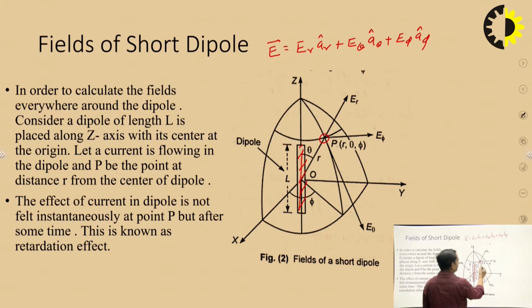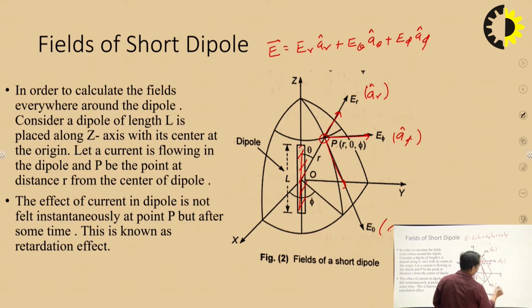So E_r will be in this direction, in the direction of a_r. E_theta is in this direction, in the direction of a_theta, and E_phi, which is tangential, is in the direction of a_phi. We can write it as well: this is the direction of a_r, this is the direction of a_phi, and this one is the direction of a_theta.